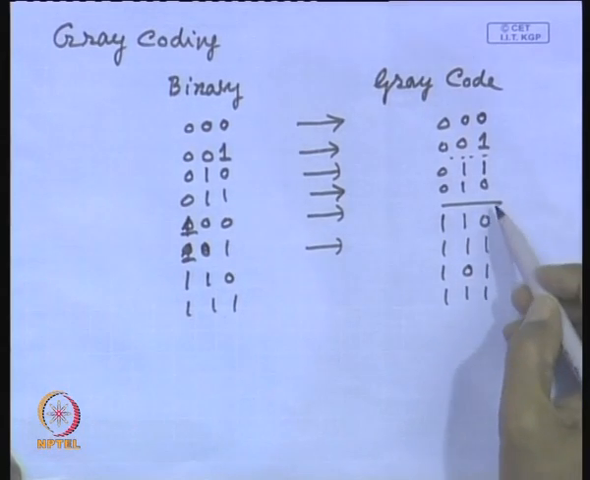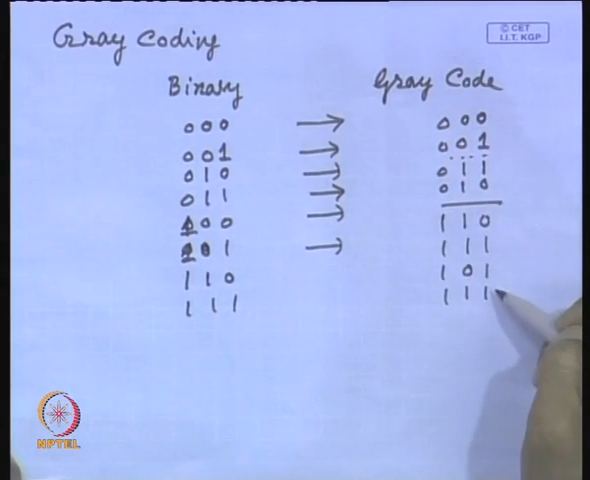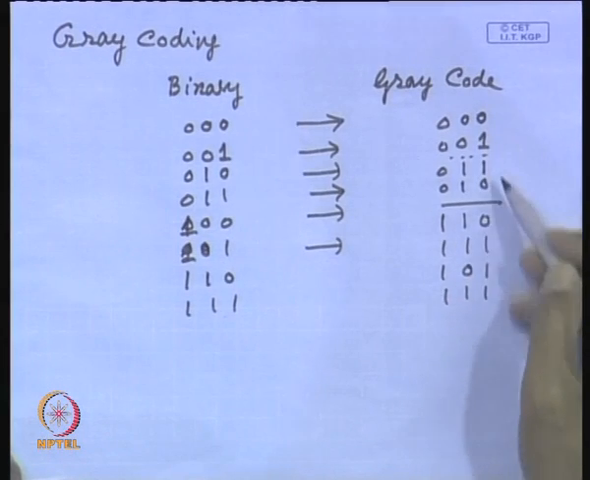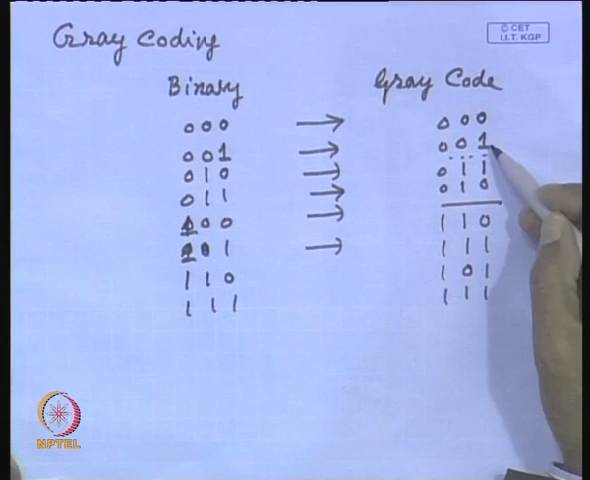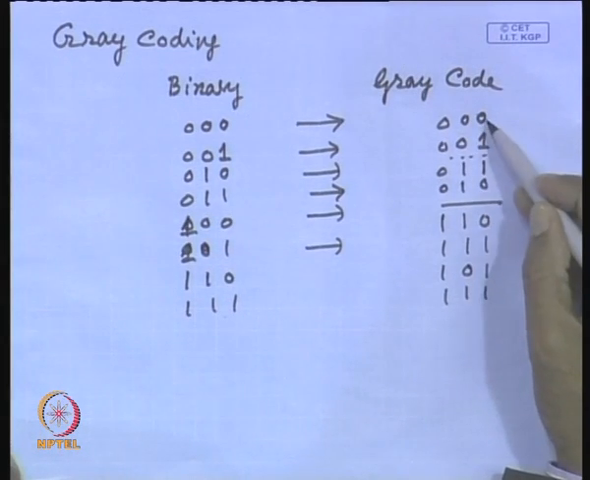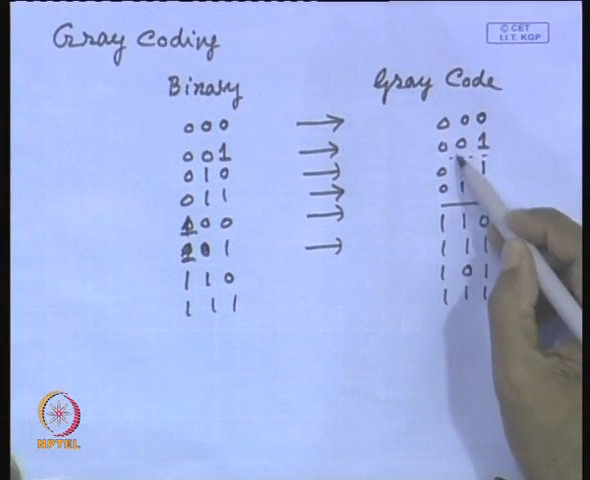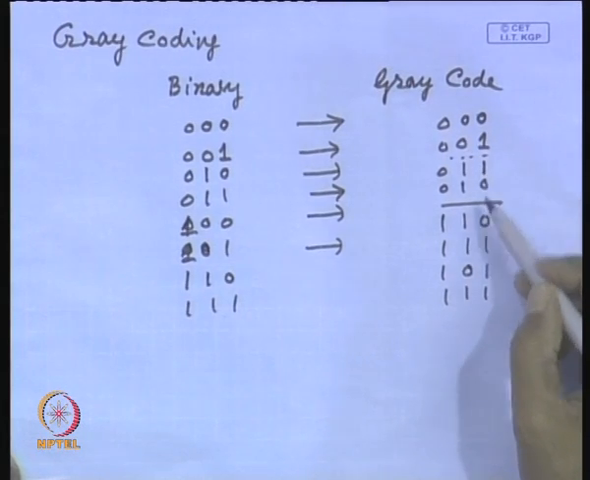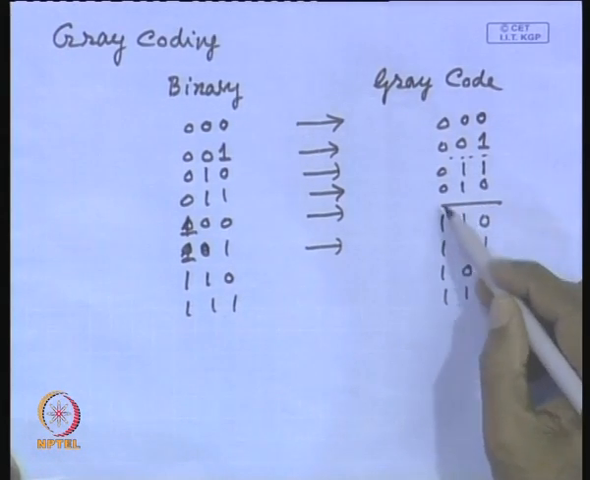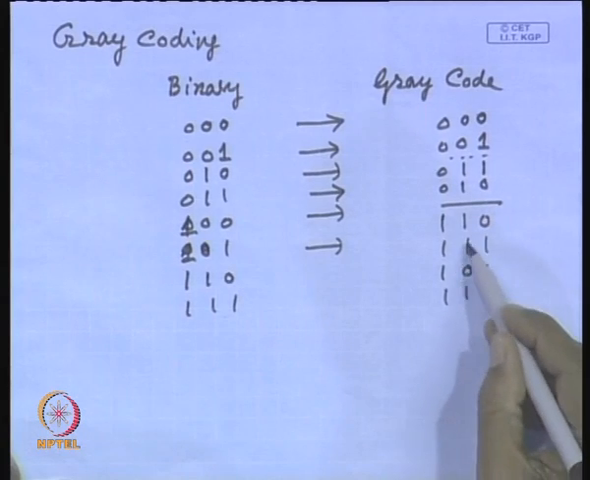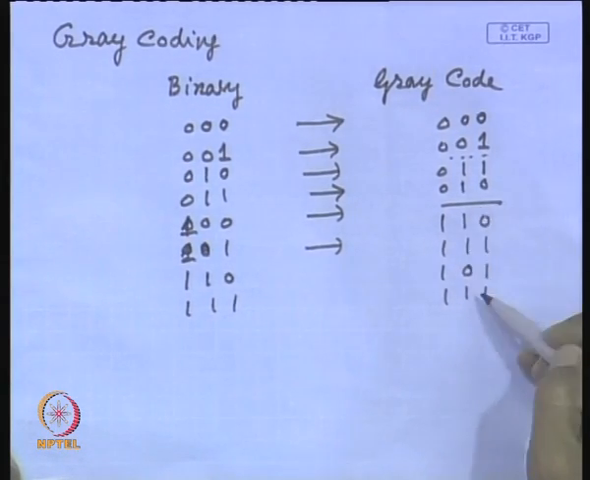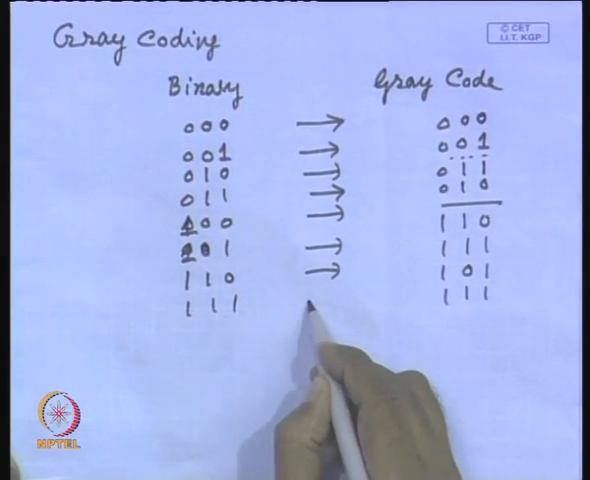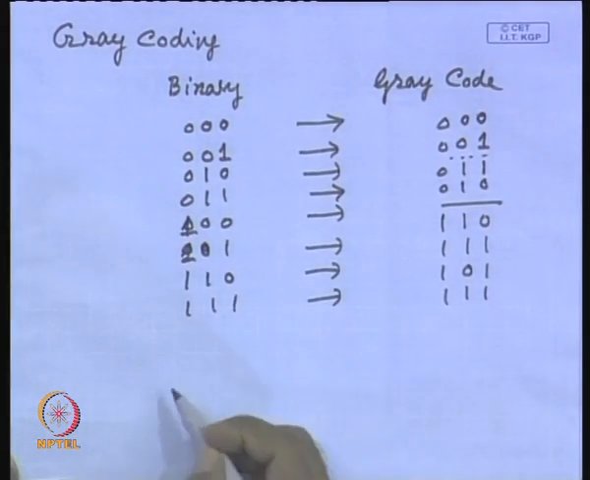So you see the interesting property of these codes. If you take any adjacent codes, you will find their Hamming distance is only 1. That means here only this bit differs, here only this bit differs, and so on. So any two adjacent codes will have a Hamming distance of 1. You can extend this idea.